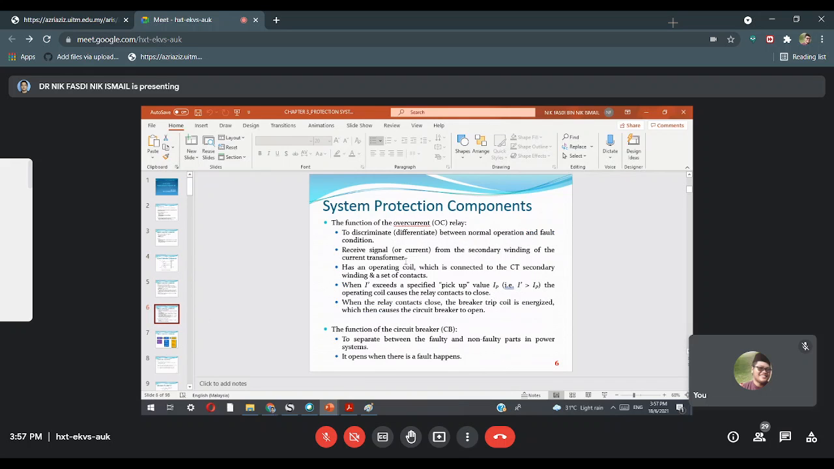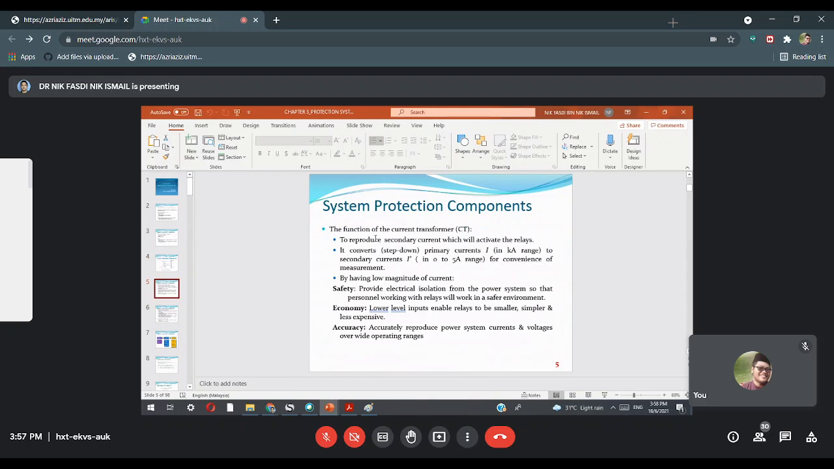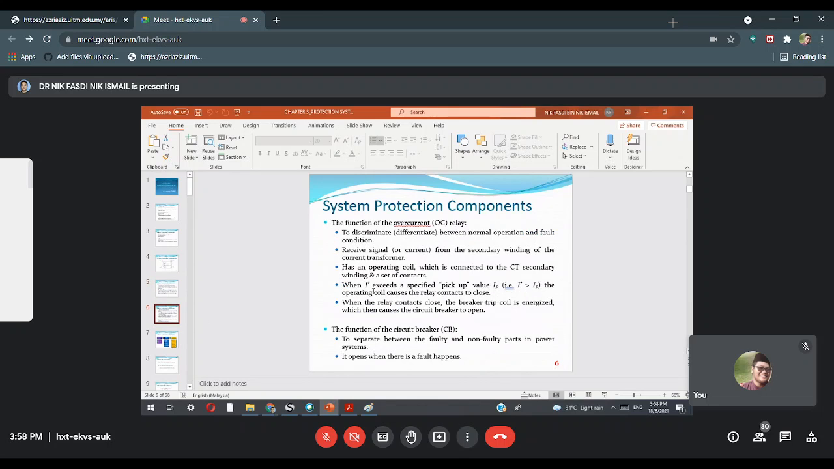Okay. The function of a relay, so boleh baca kat sini, to discriminate or differentiate between normal operation and fault condition, receive signal or current from a secondary winding of the current transformer. So this is the function of a current relay. Part mana? This one. And tadi pasal current transformer, this is the overcurrent relay. So function dia, this one to differentiate between the normal current and fault current.